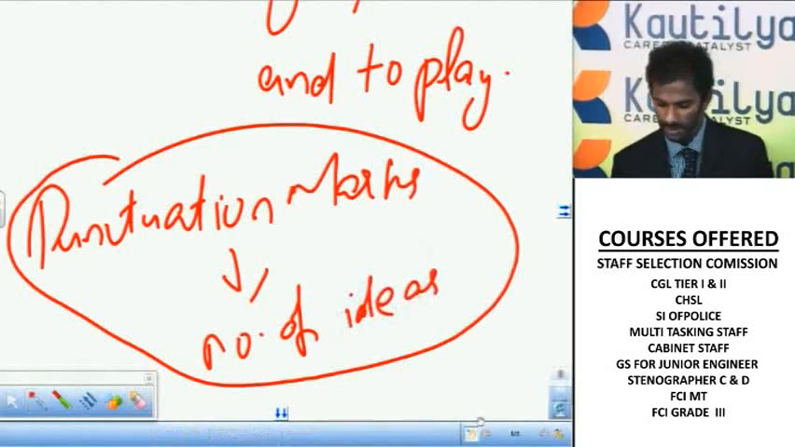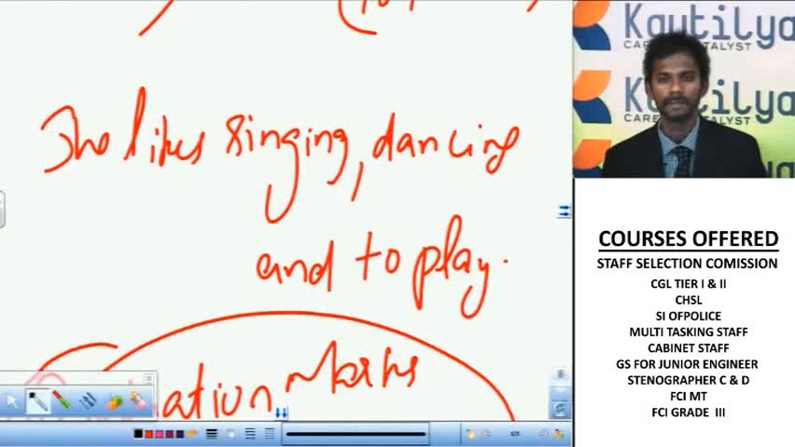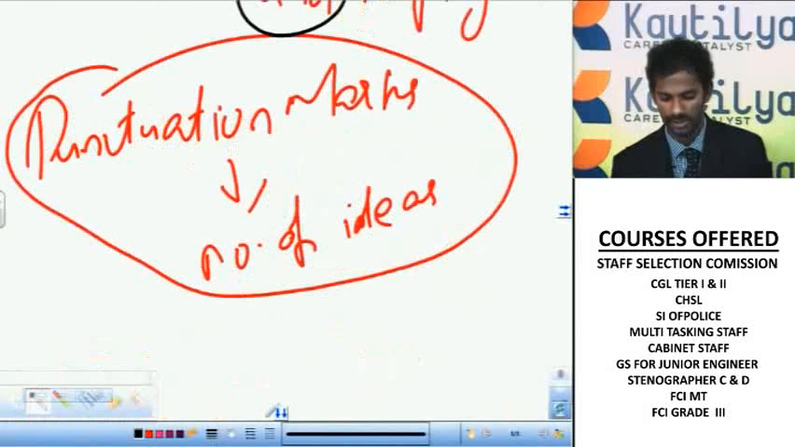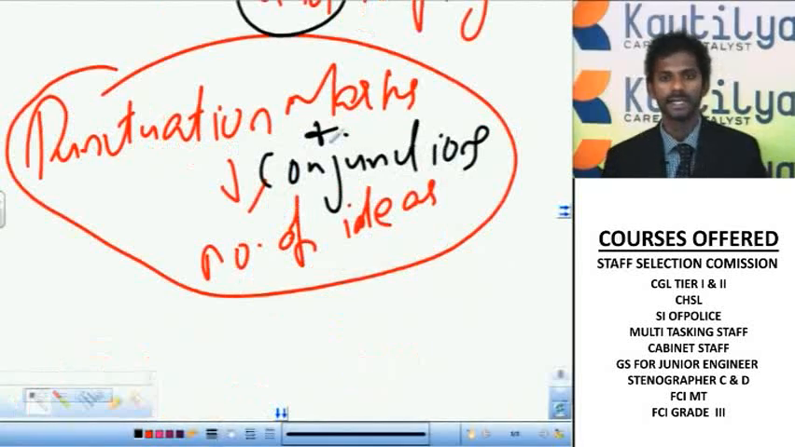So I went for a statement like, she likes singing, dancing and to play. There are 3 ideas in this sentence shown by comma. Then, as you know, and is a conjunction. Conjunction connects 2 ideas, that we've already discussed. So you can look for punctuation marks and conjunctions to find out the number of ideas. We discussed the concept of indicators in detail: contrast, support, cause and effect. They are conjunctions because those words connect 2 ideas. Any word connecting 2 ideas can be termed as a conjunction. So punctuation marks and conjunctions tell us about the number of ideas in a sentence.